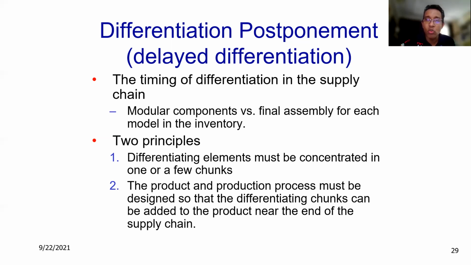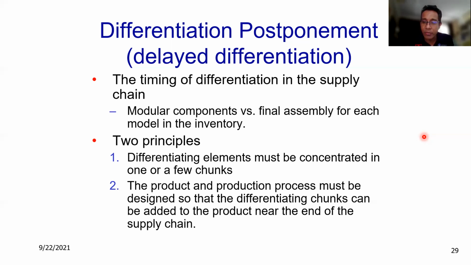They have two principles. Number one, the differentiation element must be concentrated in one or a few chunks. I will explain with an example later on. And number two, products and production processes must be designed so that the differentiation chunk can be added to the product near the end of the supply chain. They have two principles.